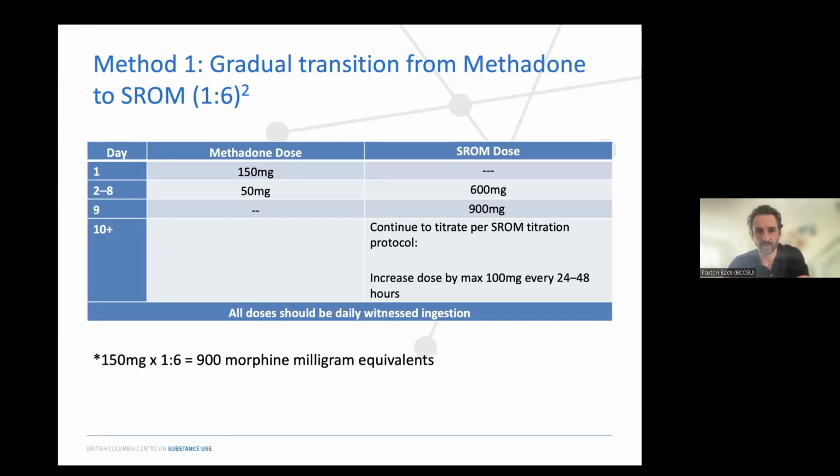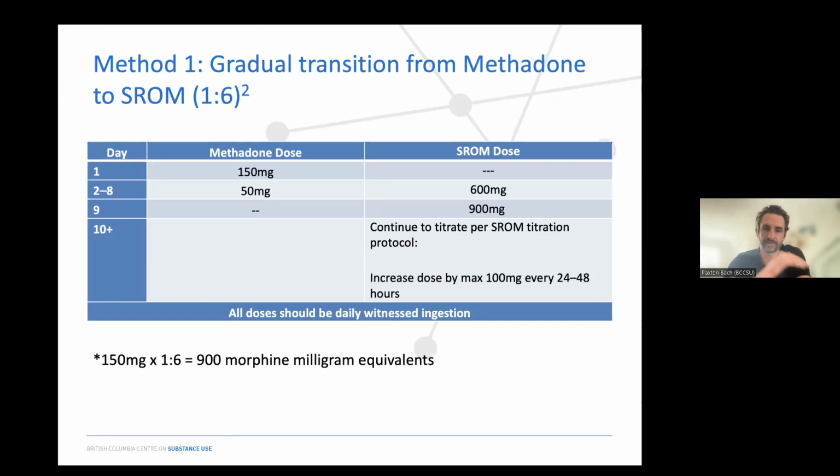And we're not going to make that switch all at once. We're going to make it gradually. So on day 1, they're on 150 of methadone. Day 2, we'll reduce their methadone dose by 100 milligrams and add 600 milligrams of Kadian to that. Now, you could do this in different ways. You could reduce it by 50 milligrams of methadone and add 300 and draw it out slightly more. There's no clear roadmap here.